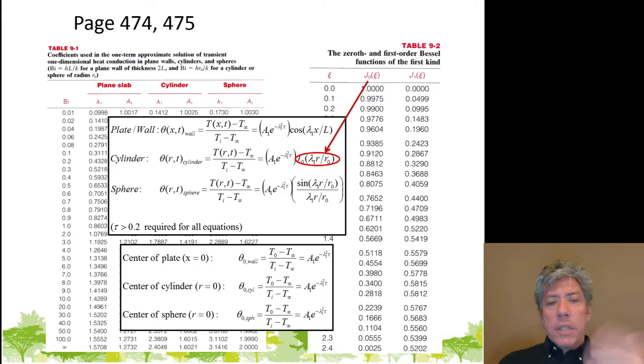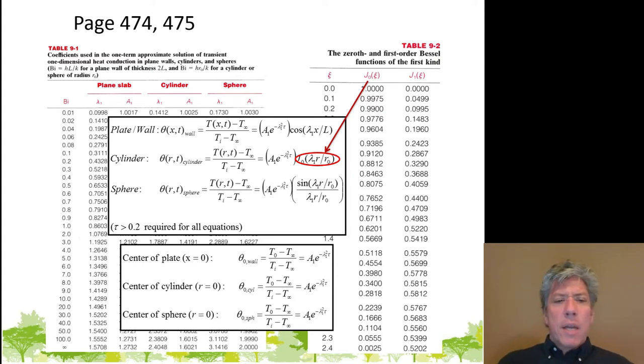But all you really do, let's say you have a Bi number of 0.8, then in the case of the plane slab you go over one column to 0.7910, and that's lambda 1. I guess I should have chosen a Bi number of 3. Let's go with that. So Bi number of 3, if I'm dealing with a plane wall or a plate, then my lambda 1 value is 1.1925. If you don't see where I got that from, you need to figure it out. Get yourself a sheet of paper, put it under a Bi number of 3, and just read across.